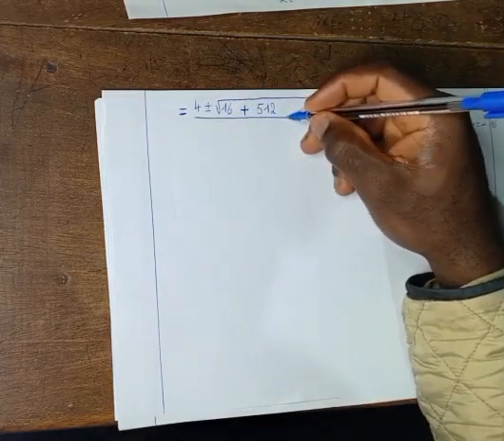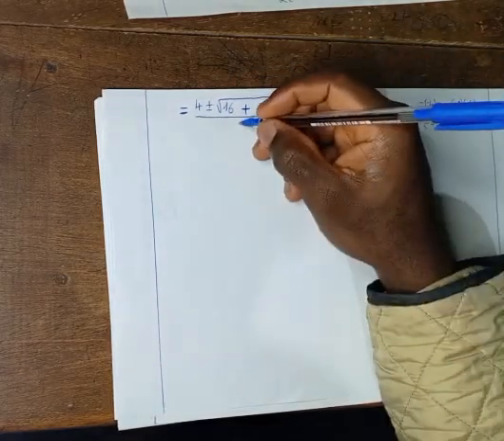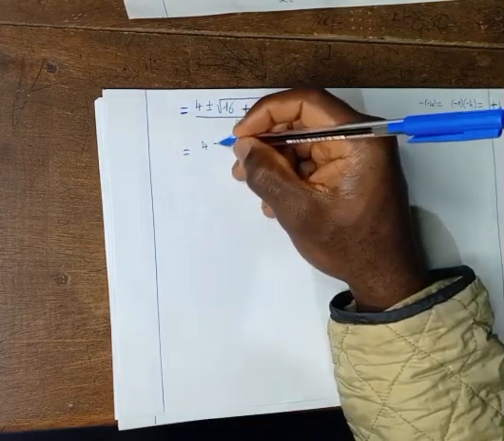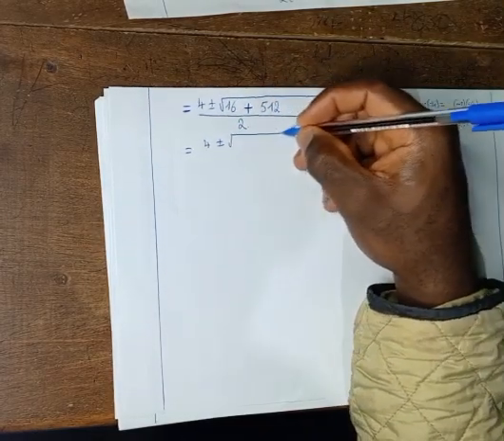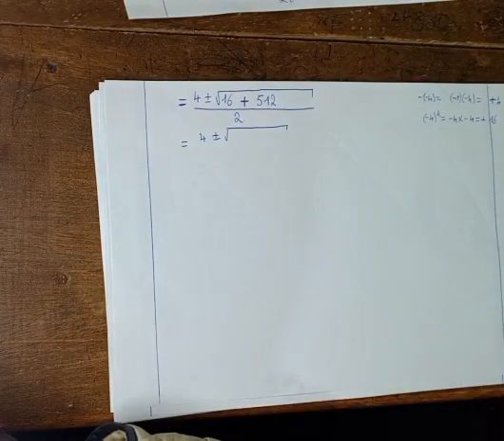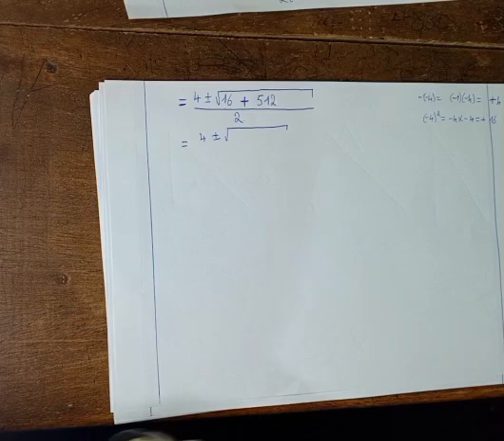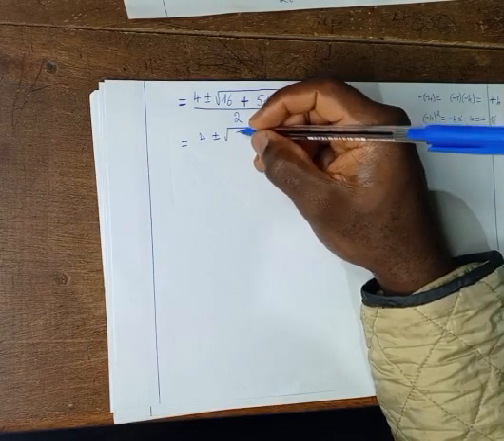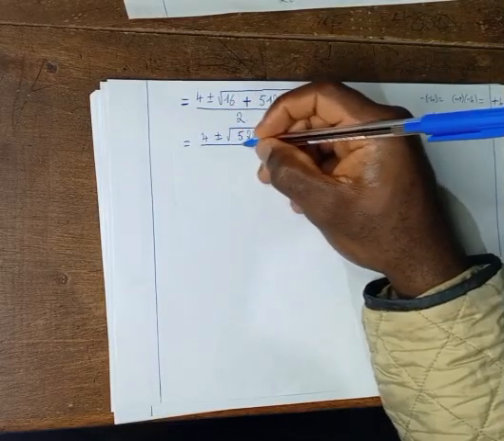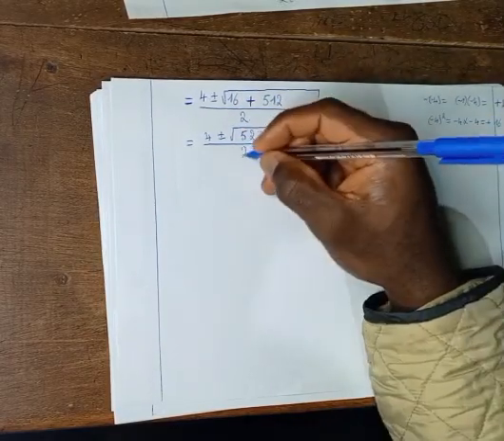Divide by 2 times 1 gives us 2. So this will simply be equal to 4 plus or minus the square root of, if you take 512 plus 16, it gives us 528. We have to divide by 2.